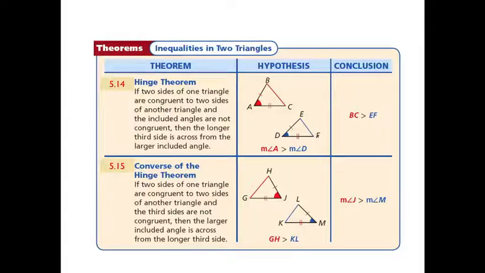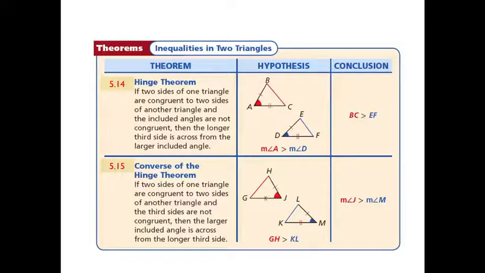But this only works when the two sides in one triangle are congruent to two sides in the other triangle, and then I'm focused on the angles that are the included angles for those sides. Those things have to be the same. If I'm just talking about any two random triangles, we can't use these assumptions. So we have to be very careful about making sure that we at least have a couple of congruent sides. That's the hinge theorem.